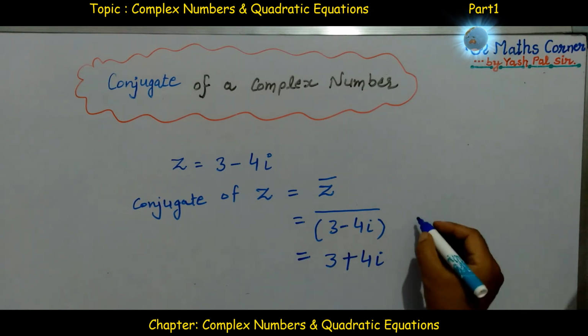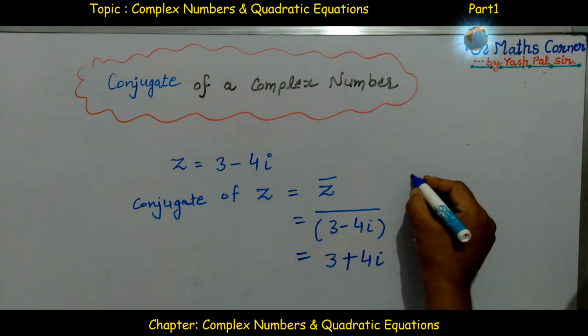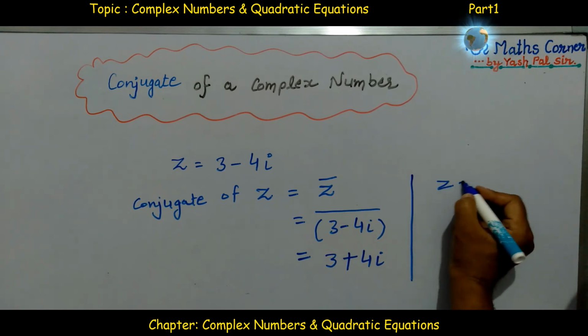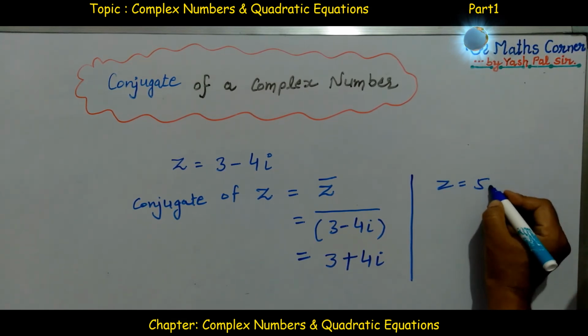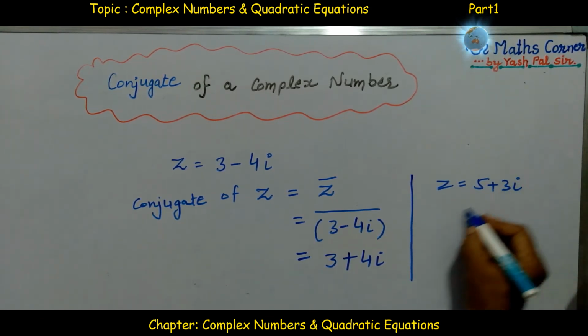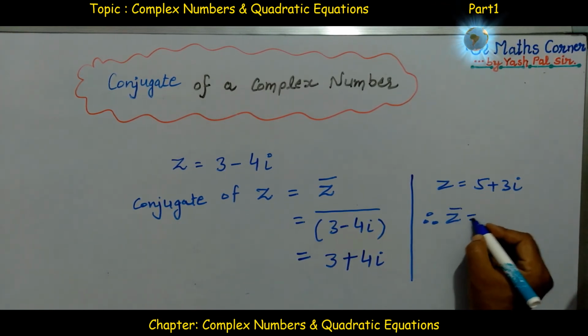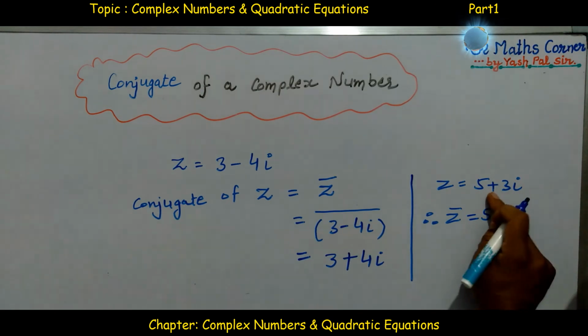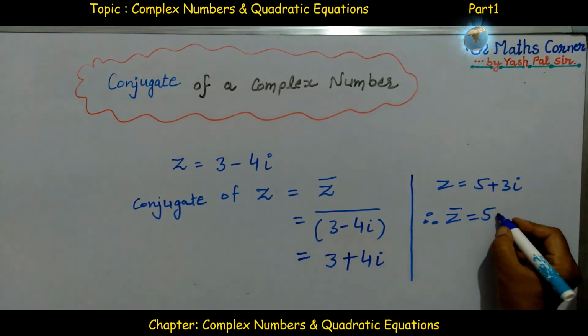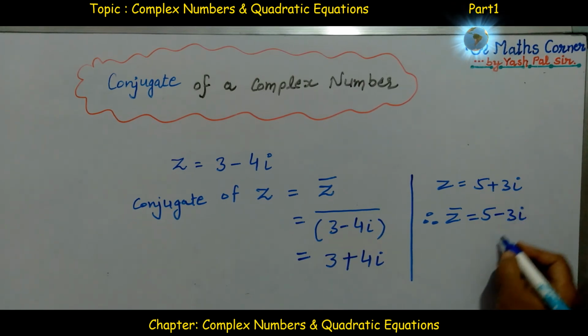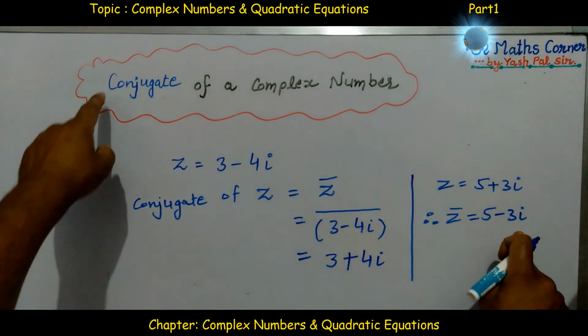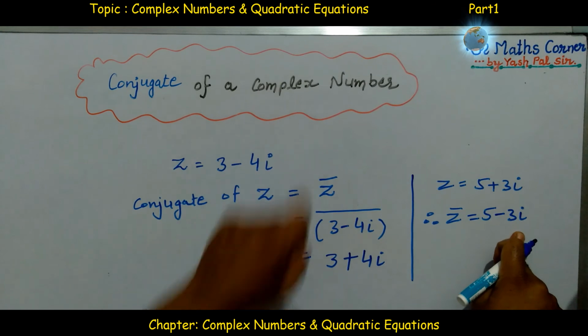Similarly, if we take one more example, suppose z is equal to 5 plus 3 iota. So what is the conjugate of z? Then this will be equal to 5, the sign of the imaginary part will be changed, plus 3 will become minus 3 iota. So this is the way how we can find the conjugate of a complex number.